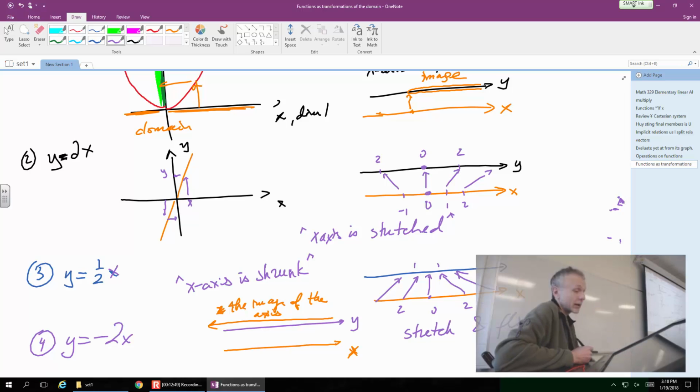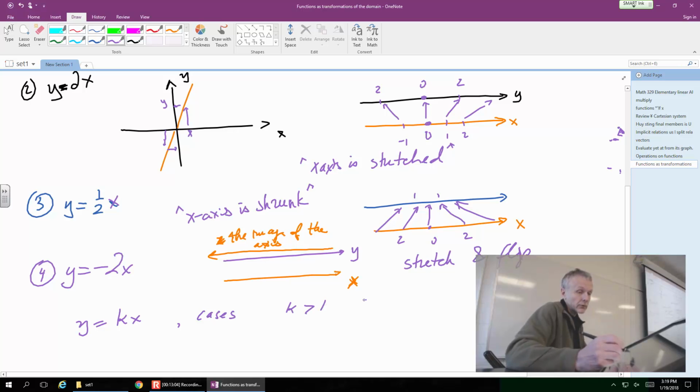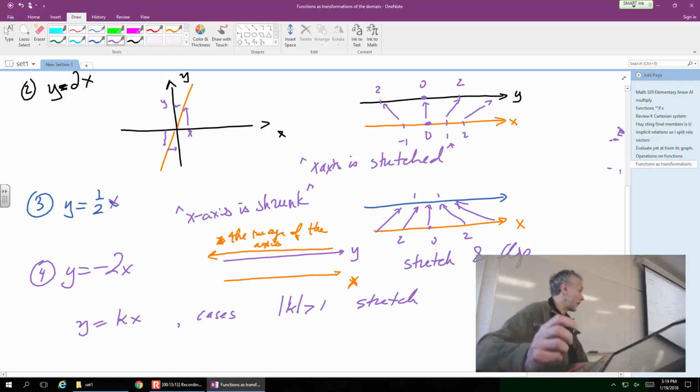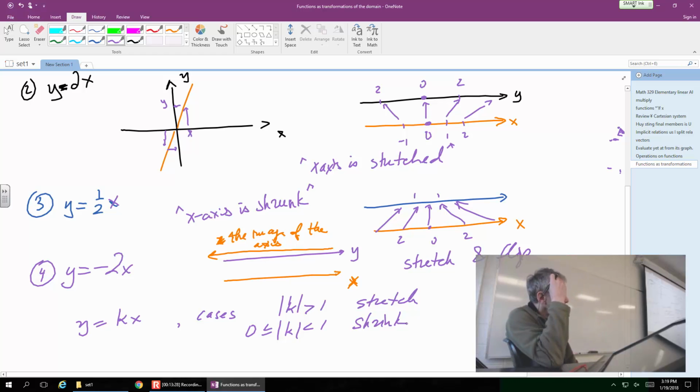So whether we multiply by a number, let me put it this way, y is equal to kx. Okay, so cases. Absolute value of k larger than 1 is a stretch. K between 0 and 1 is a shrink. Okay, so that's if you multiply by 1/2, or you multiply by negative 1/2.